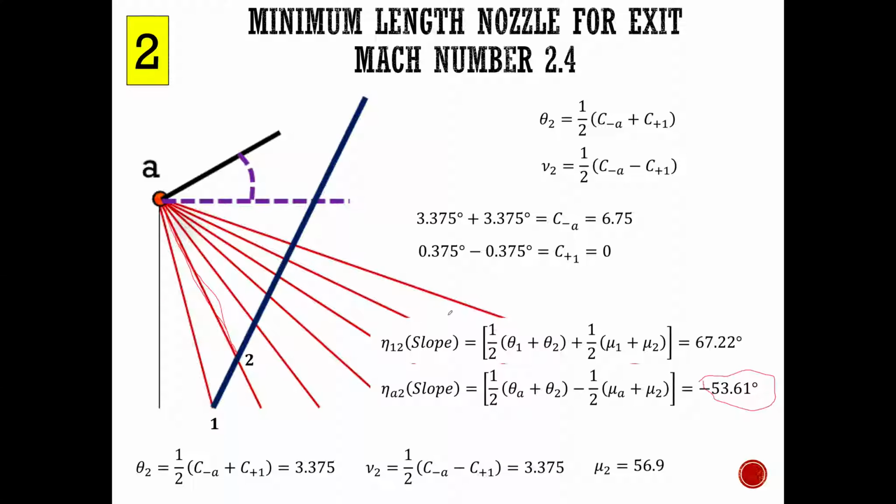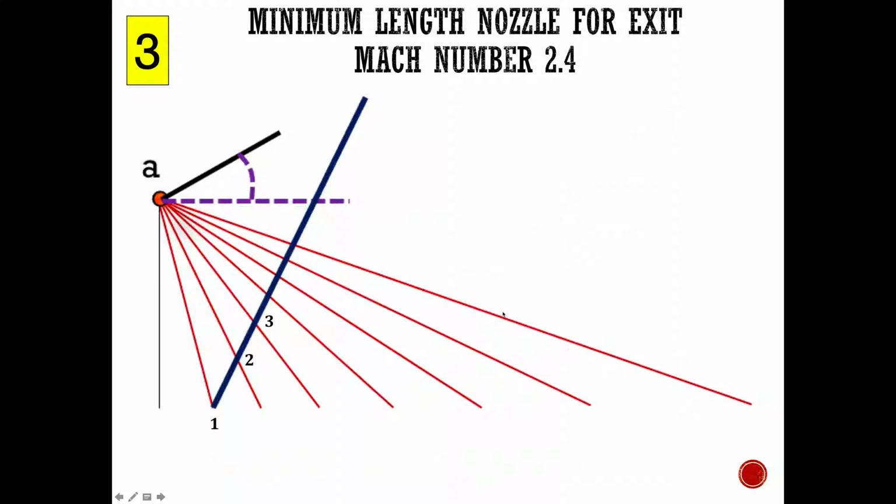Now here's where we can generalize this concept, this step. All right, now let's move on to point 3. You use the same equations. Instead of C plus 1, you get C plus 2, because now you have to account for this point 2 to point 3, right?